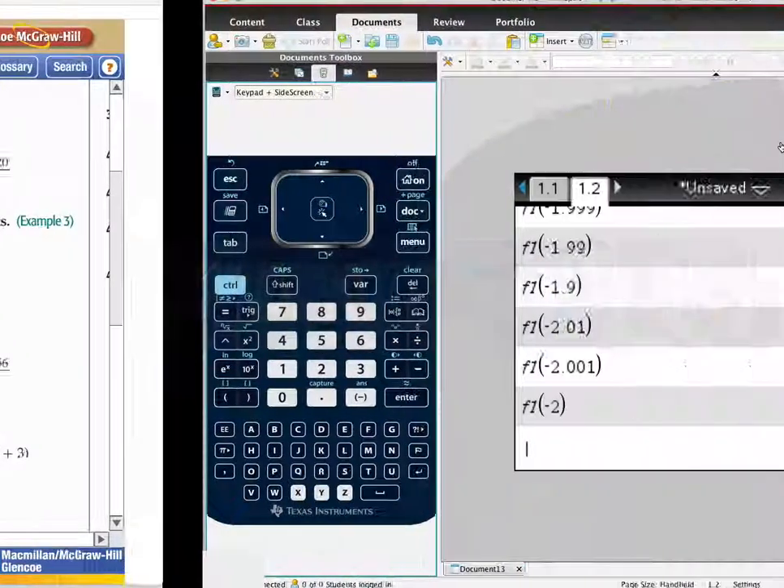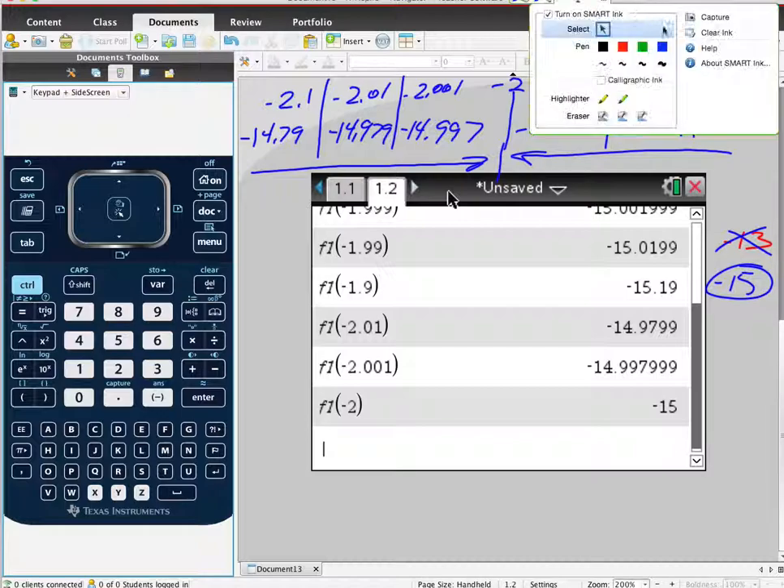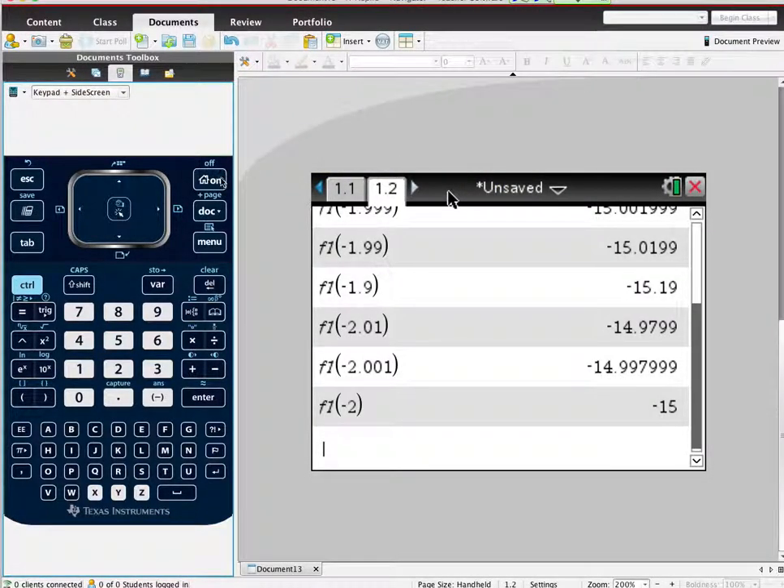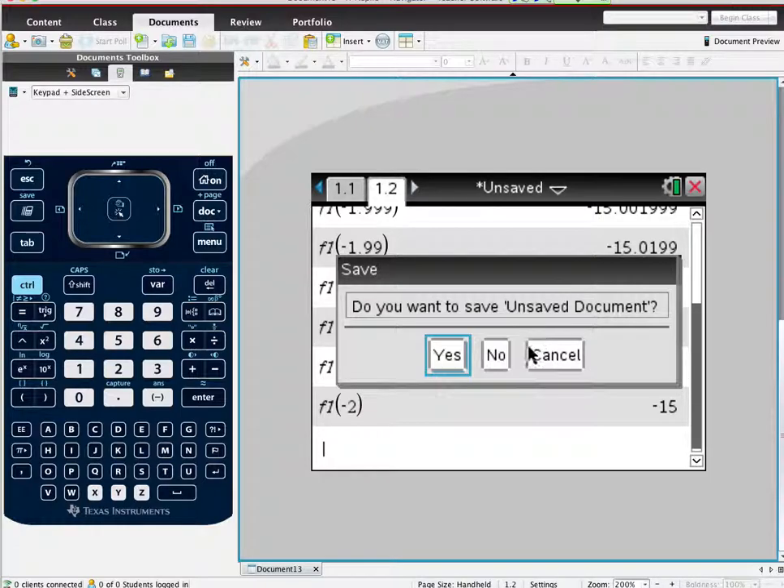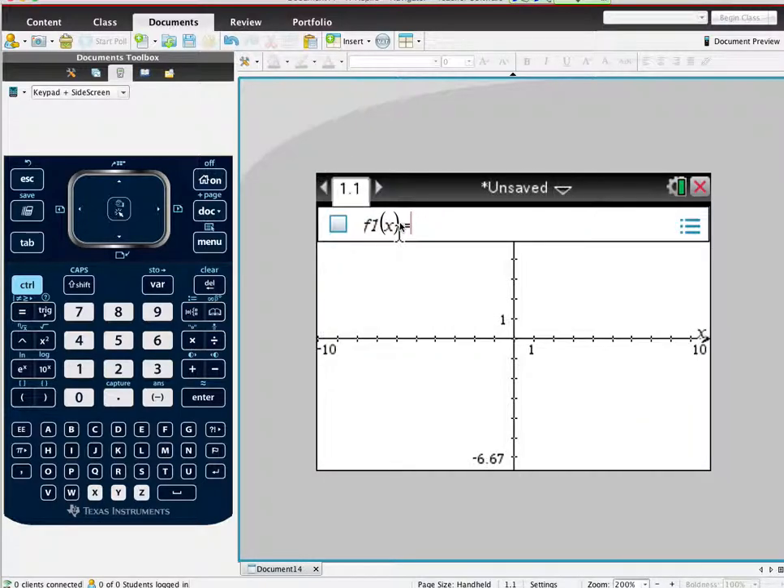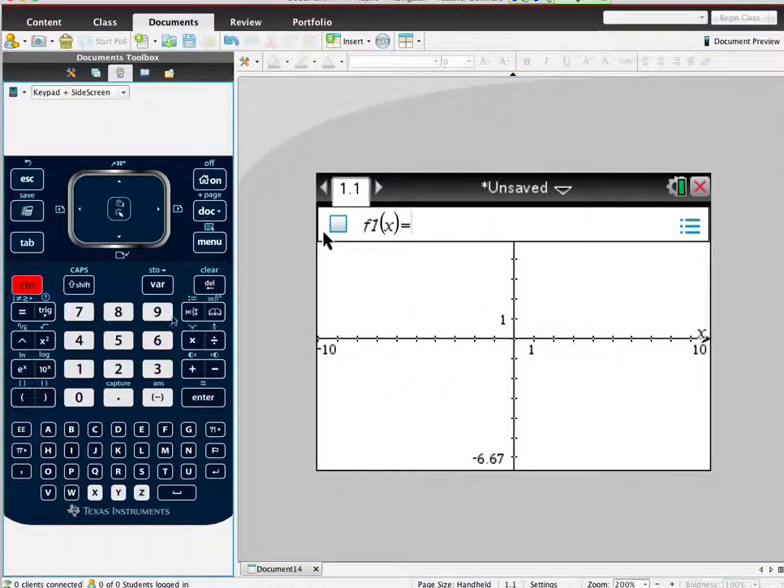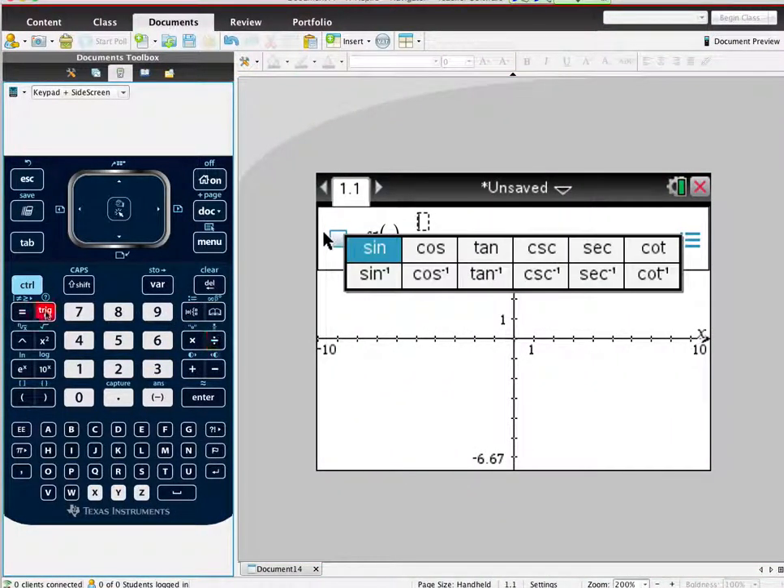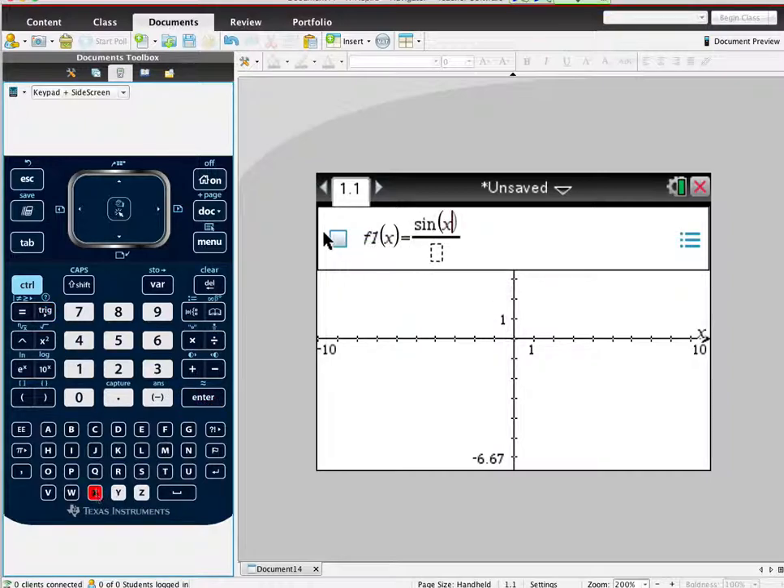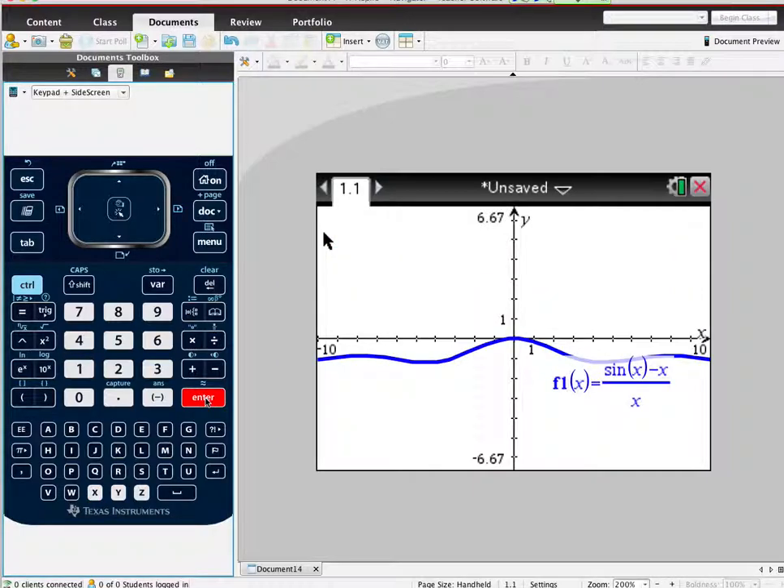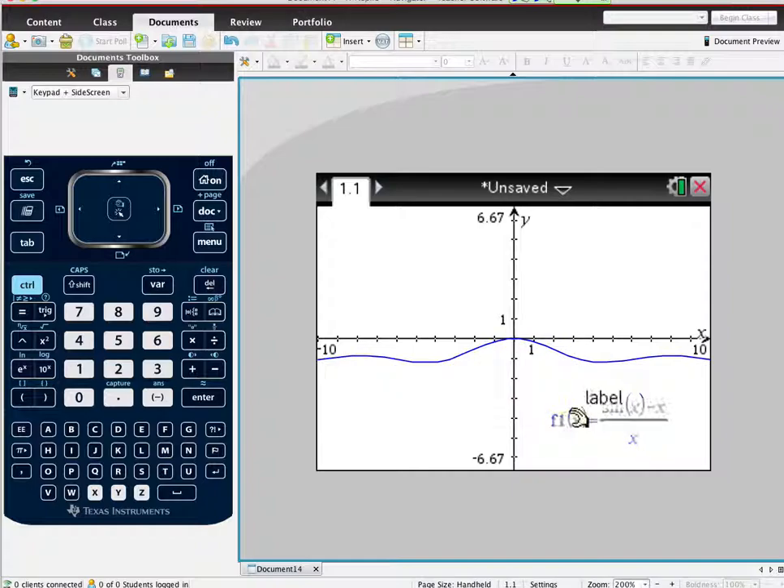Graph that function. Whenever you start over, I want you to go to the home screen. I want you to do a new document. I don't want to save it. And then we're going to go back to a graph. So this is sine x minus x over x. So control divide. We're going to do sine of x minus x over x. Press enter. So this is what our function looks like.